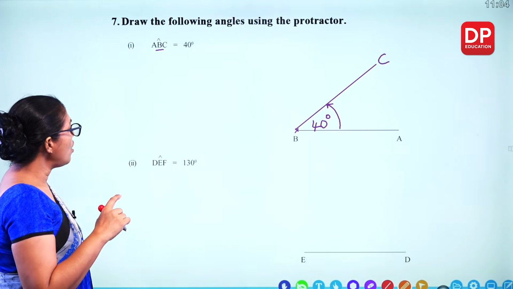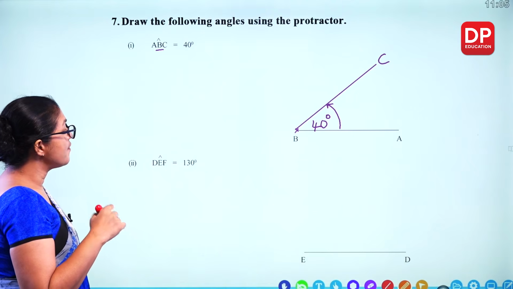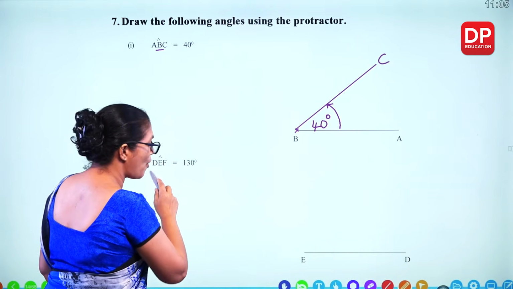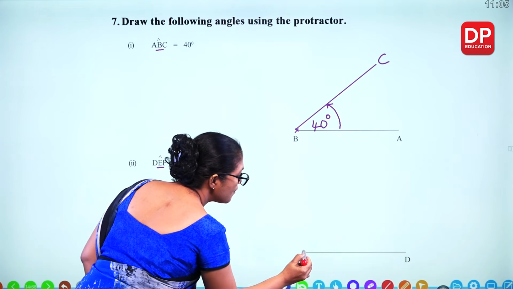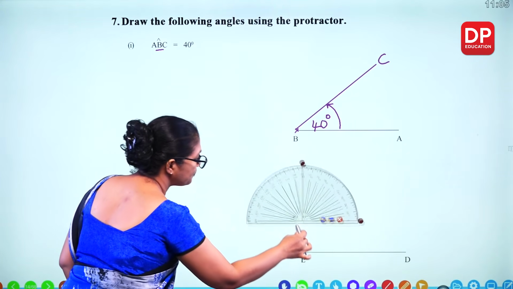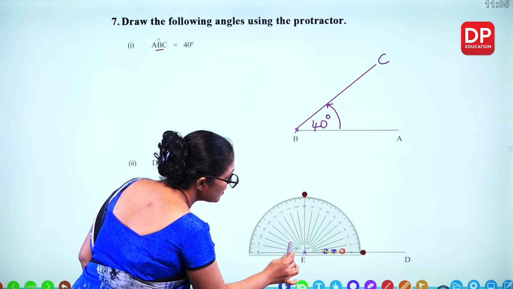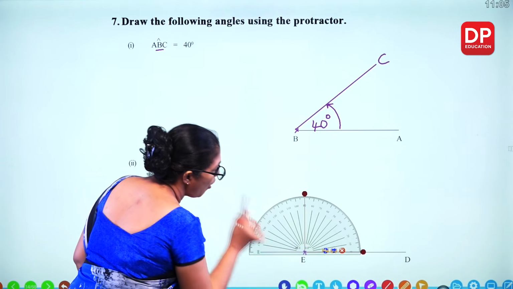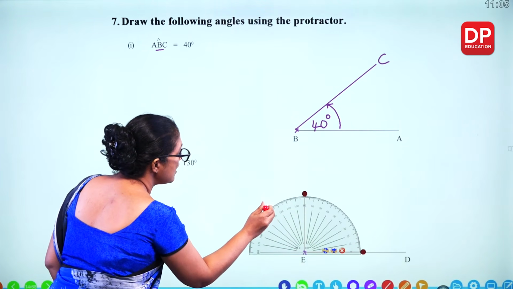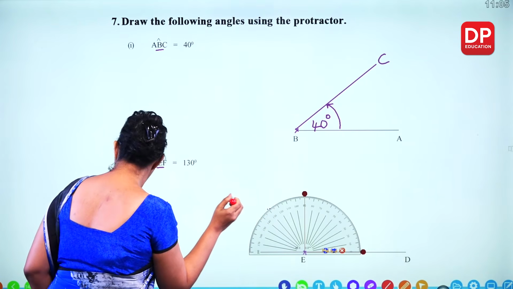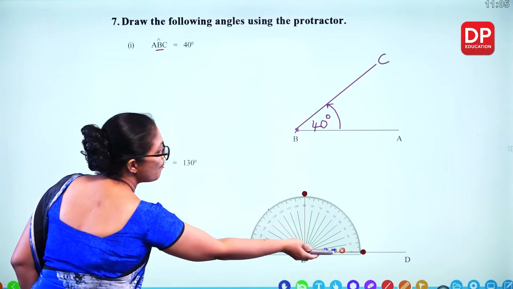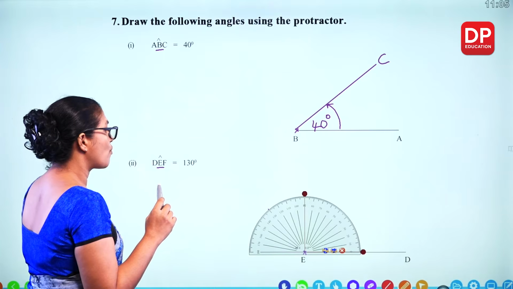Now we need to draw DEF angle, that's 130, an obtuse angle. So how do you do it? 130 to E point. This is the point. So here we can first mark the point E. Take the protractor. Keep this one origin on E. And then from here 130 is here. I'll mark it again. Here 130 is here. From here to here anti-clockwise.